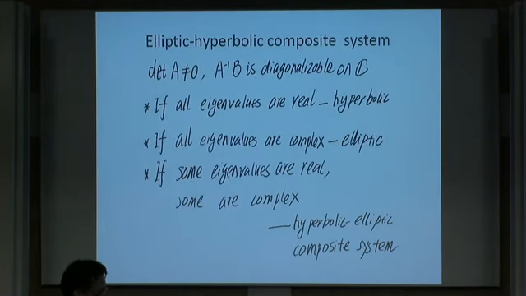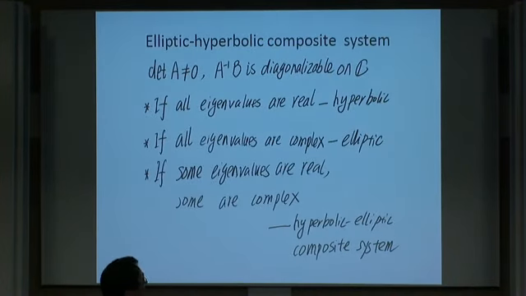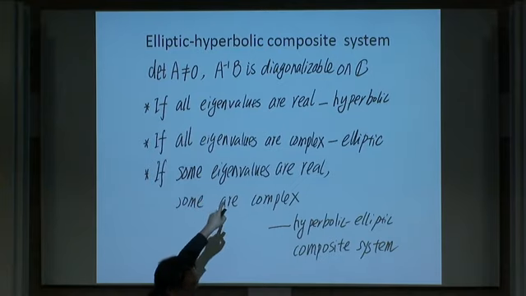Now we introduce the definition of elliptic and hyperbolic composite system. The first one is we require that A is non-singular. We have a system, and we require A is non-singular. The second thing is that we need the product of the inverse of A and B to be diagonalizable on the field of complex numbers. We require this product to be diagonalizable on C.